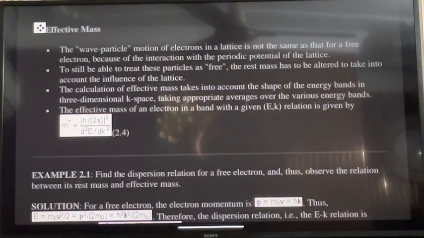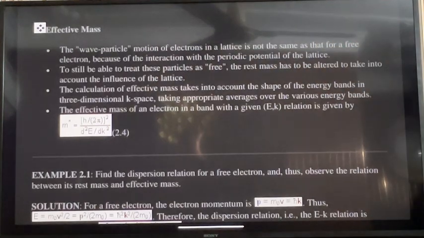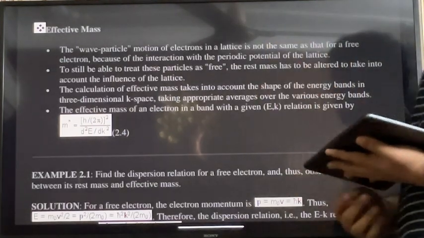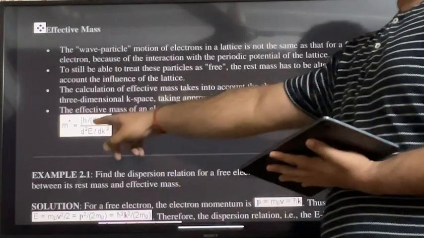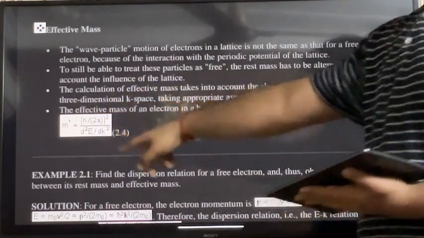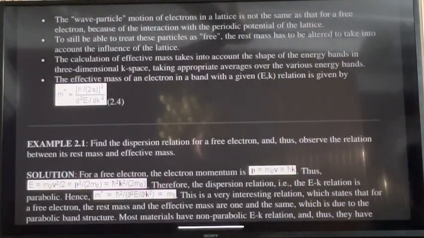Taking appropriate averages on various energy bands, the effective mass is given by h by 2 pi whole square divided by the second order derivative of energy with respect to K. So you can easily remember this. This is basically the reduced Planck's constant, or h bar. So h bar square divided by the second order derivative of energy with respect to momentum. It's a very easy formula for effective mass, however it's rather important.